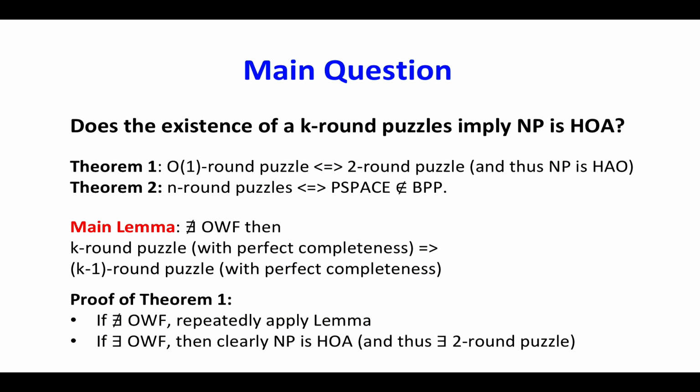So note that this is a very non-black-box way of doing things, because I don't have a black-box transformation from a k-round puzzle to a k-1 round puzzle. Instead, I'm considering these two worlds of either one-way functions exist or they don't.